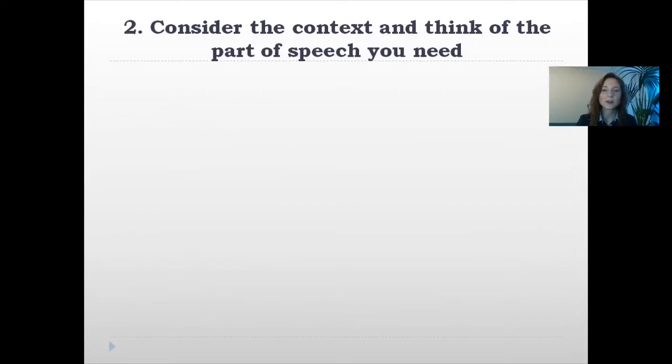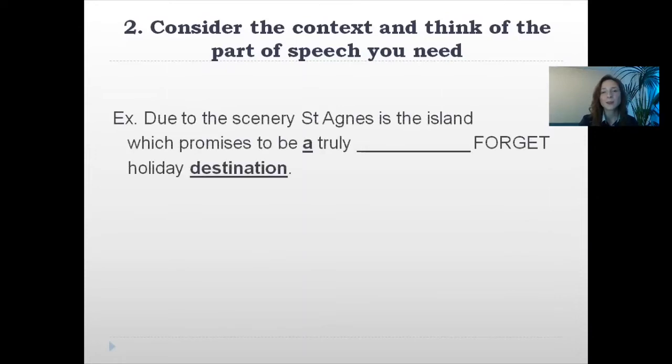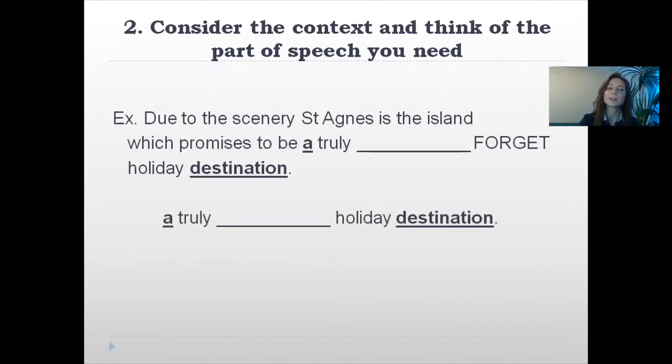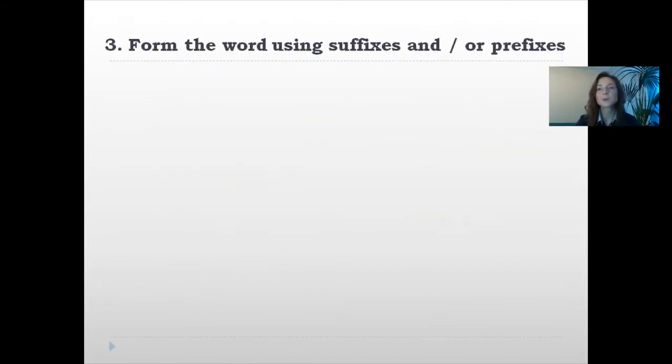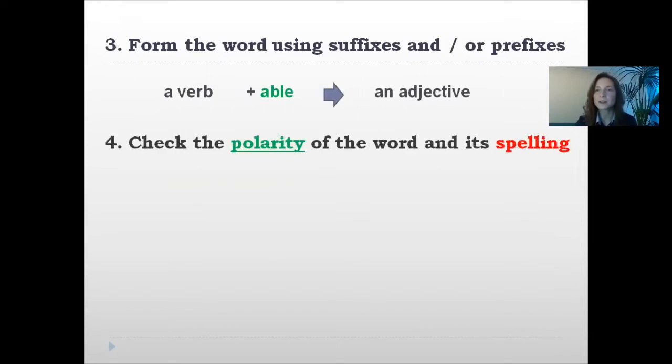Then we check the words around the gap to understand what part of speech you need to form. As you can see here before the gap, we've got the indefinite article a, the adverb truly that describes the noun destination after the gap, which tells us that we obviously need the adjective here because we need the descriptive attribute. Then you choose the appropriate suffixes and or prefixes. Here we choose the suffix able, and after checking the polarity, we add the prefix un.